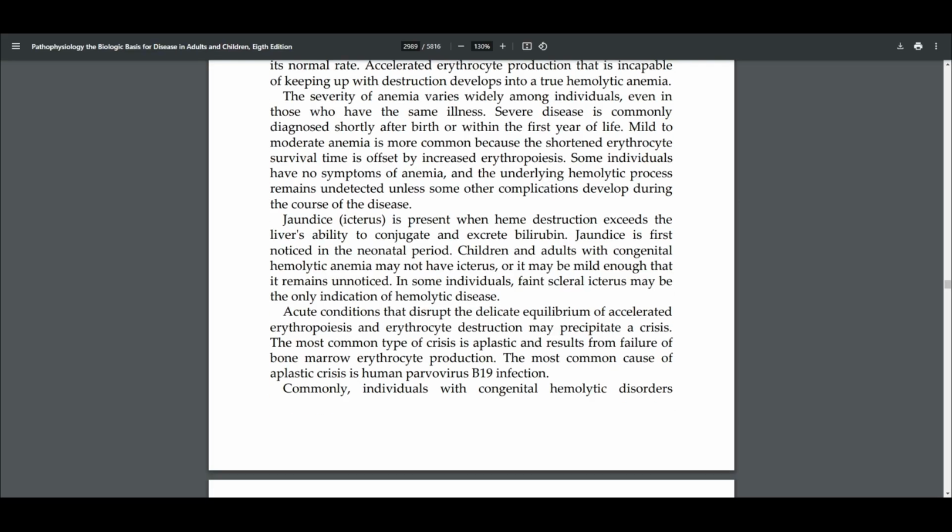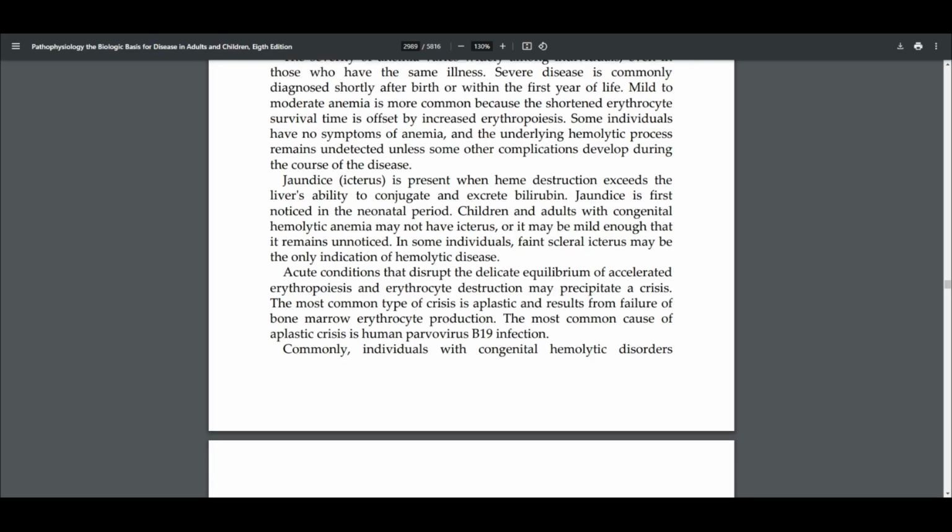Jaundice is present when heme destruction exceeds the liver's ability to conjugate and excrete the bilirubin. Jaundice is often first noticed in the neonatal period. Children and adults with congenital hemolytic anemia may not have icterus, or it may be mild enough that it remains unnoticed. In some individuals, faint scleral icterus may be the only indication of hemolytic disease.